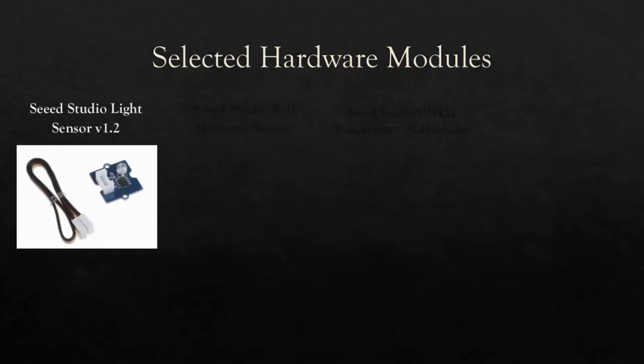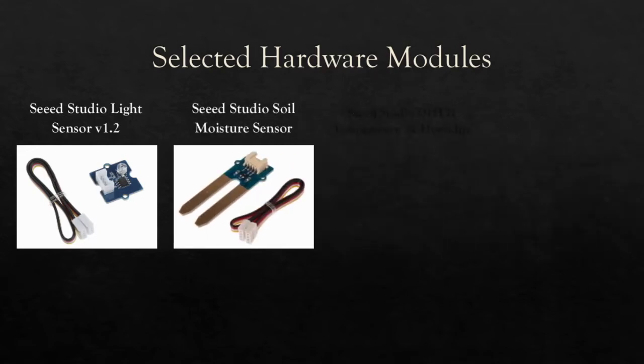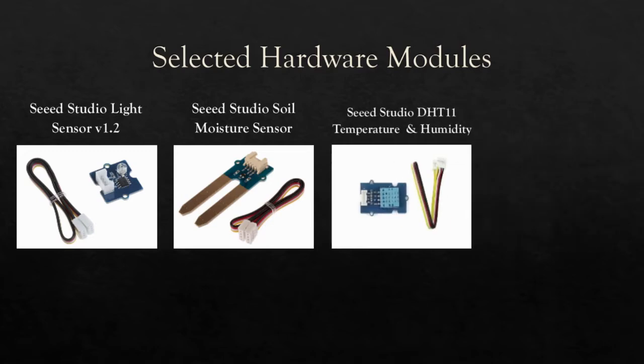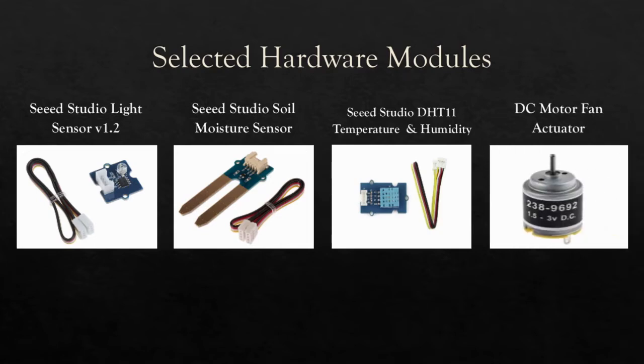I will introduce the selected hardware, the first of which being the light sensor, followed by the soil moisture sensor, then the DHT11 temperature and humidity sensor, and lastly, the DC motor fan actuator. These modules were chosen because they were within the budget and within the project scope. They also provided sufficient accuracy and could easily be interfaced with the Raspberry Pi.